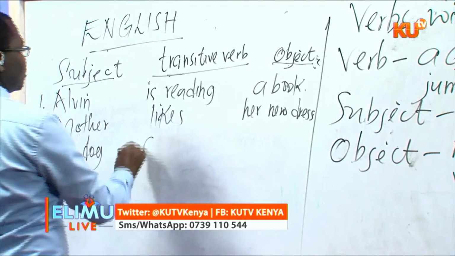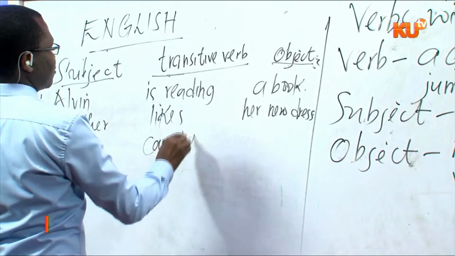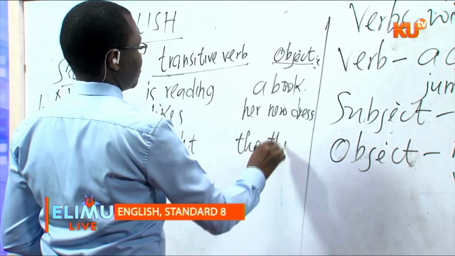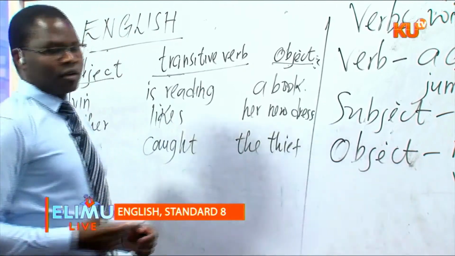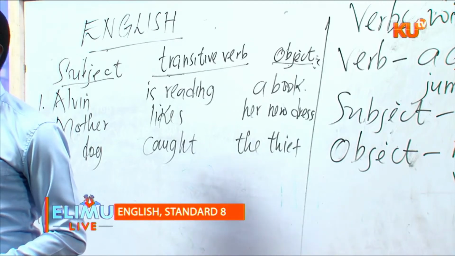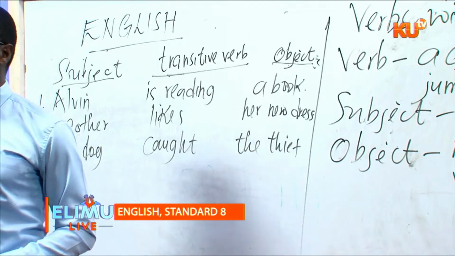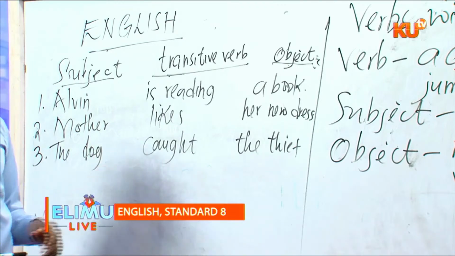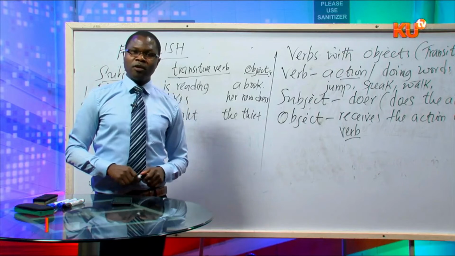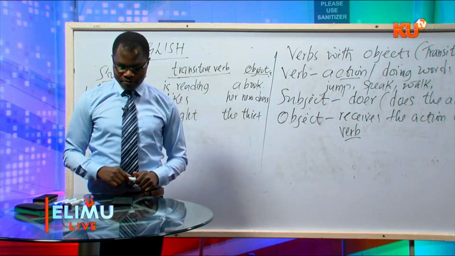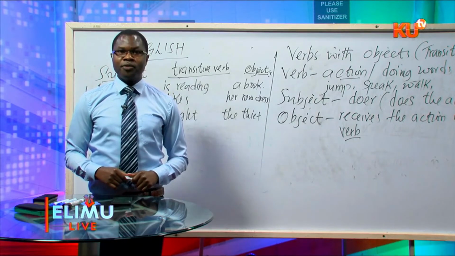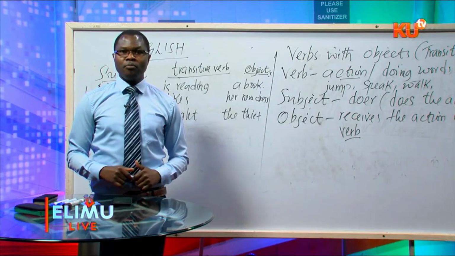The dog caught the thief. In this example, the dog is the subject and the dog is doing the catching. That act is a transitive verb, and finally what is being caught, the object there, is the thief. So those are examples of verbs with objects.